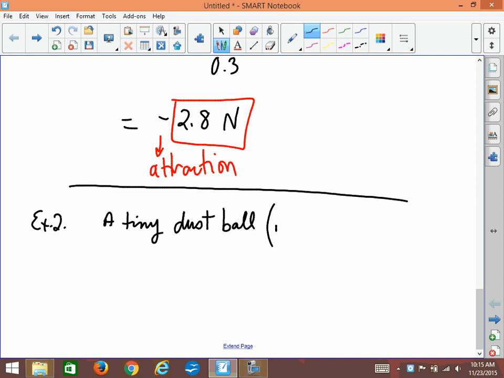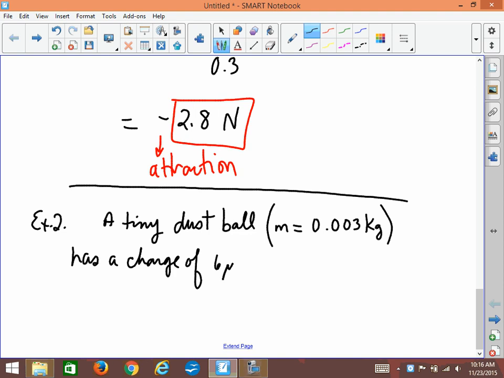And we'll give it a mass this time, 0.003, 3 grams of dust, kilograms, right? Dust ball has a charge of 6 microcoulombs.